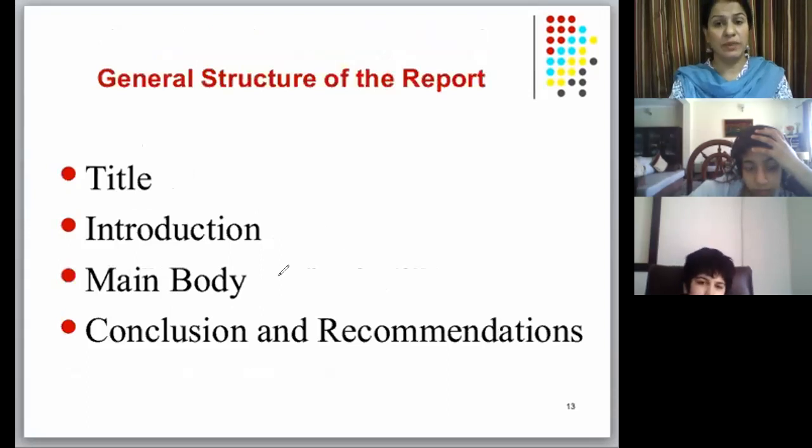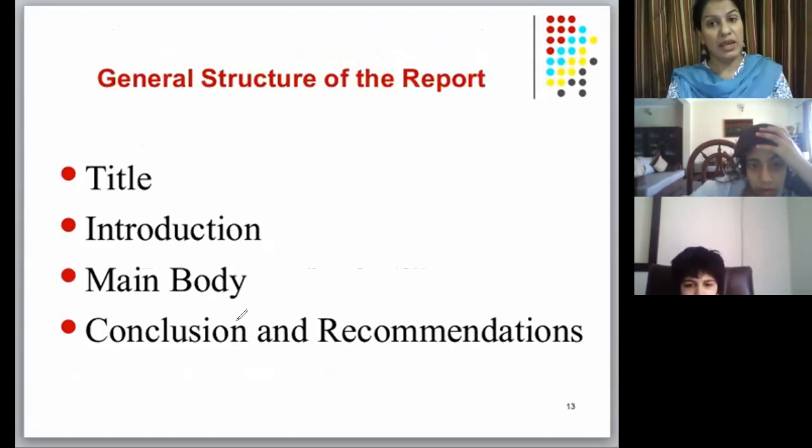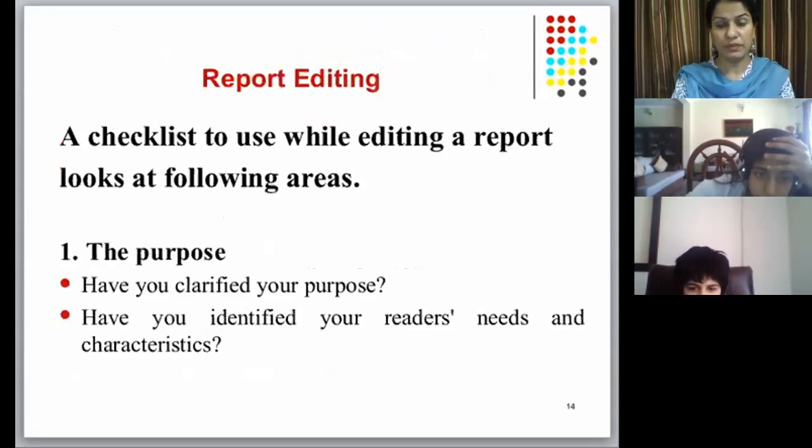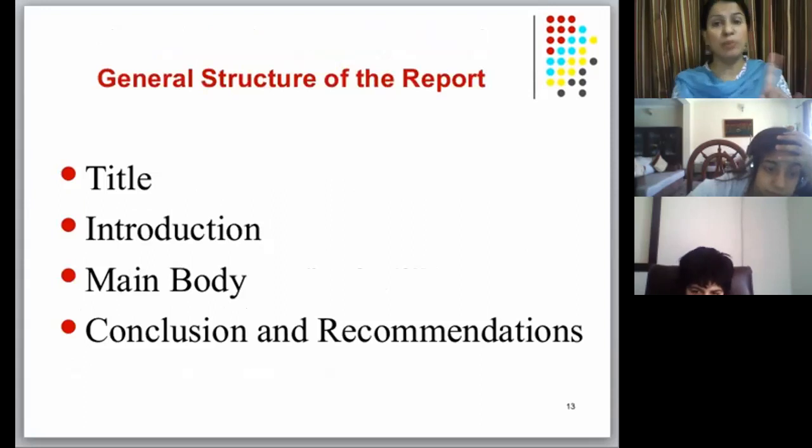General structure. You have the title, you have the introduction, then comes the main body and the conclusion, which may include certain recommendations. Remember, I will post the format separately as well in your Google Classroom.